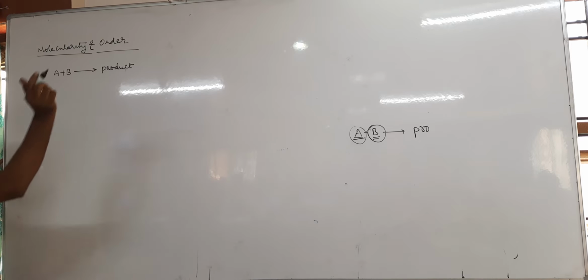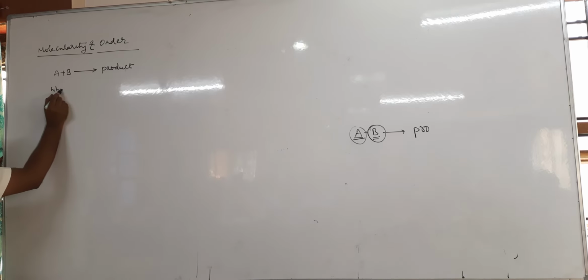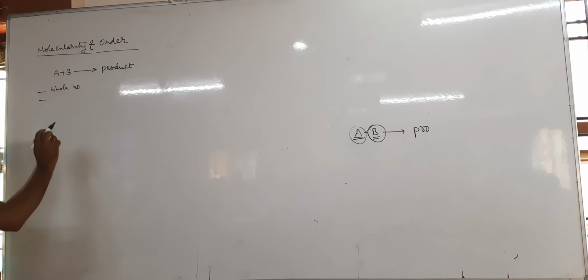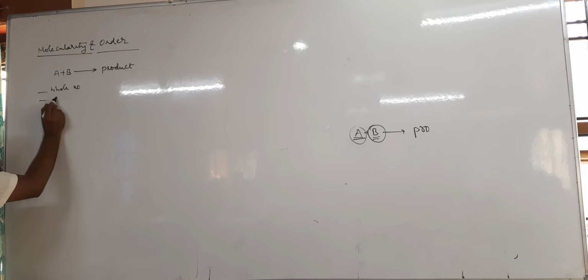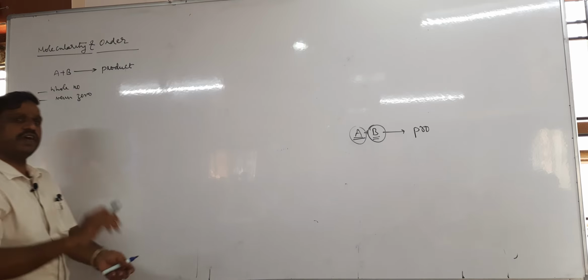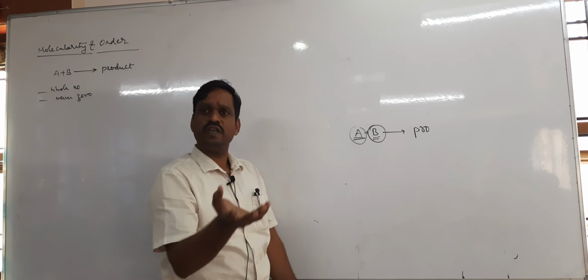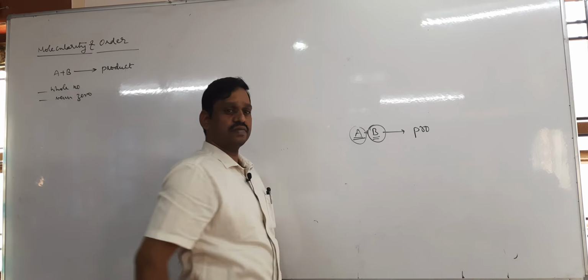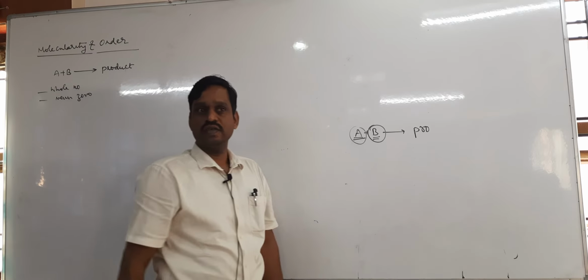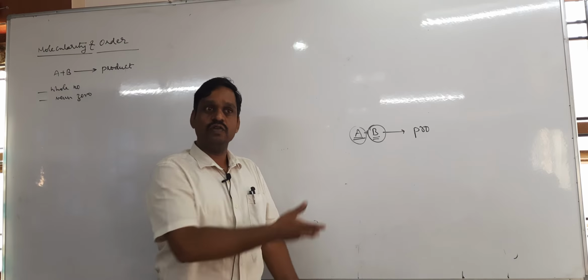Molecularity is always a whole number; it is never a fraction, and it is never zero. Suppose I say molecularity is 0, what is the meaning of that? There is no reactant, which means there is no product, meaning no chemical reaction. Then why would you study it?